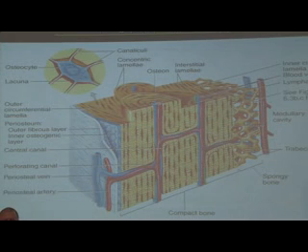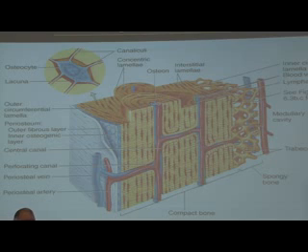And these are the cells that throughout our lives allow us to make new osteoblasts to remodel bone, to repair fractured bone, and to increase the size of our skeleton based on the relative muscle mass that is on the skeleton side.